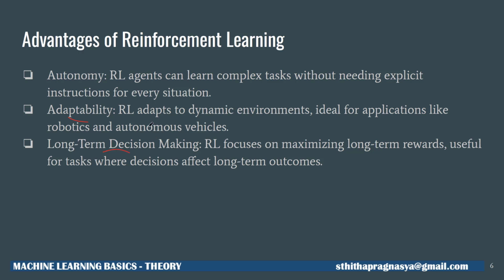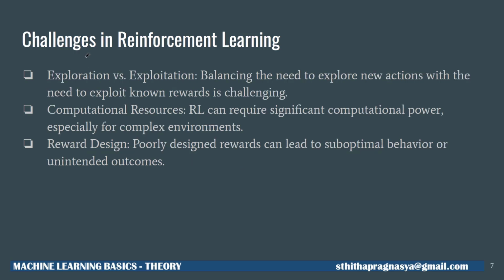RL considers the long-term cumulative rewards of actions, making it efficient for tasks where short-term decisions impact long-term outcomes. Challenges. Exploration versus exploitation, right? Balancing the need to explore new actions with the need to exploit known rewards is a key challenge in reinforcement learning. And RL can require significant computational power, especially in complex environments or when using deep reinforcement learning. Designing an appropriate reward structure is crucial for guiding the agent towards desirable behavior. Poorly designed rewards can lead to suboptimal or unintended outcomes.